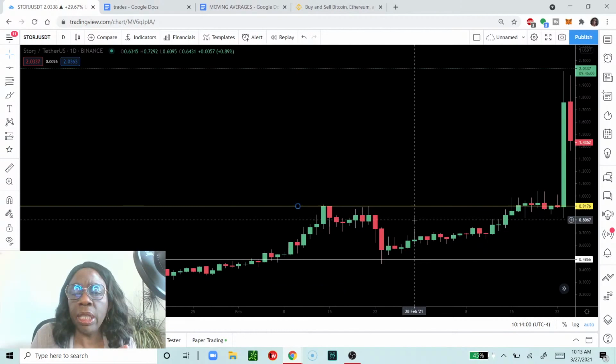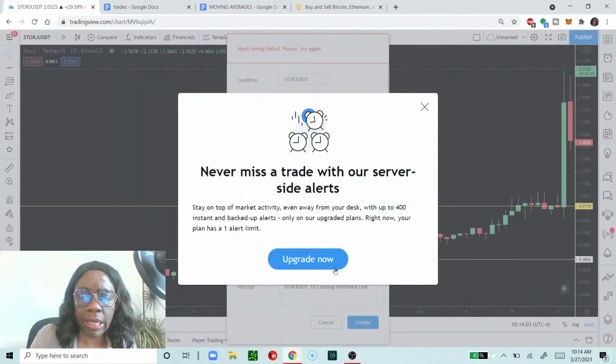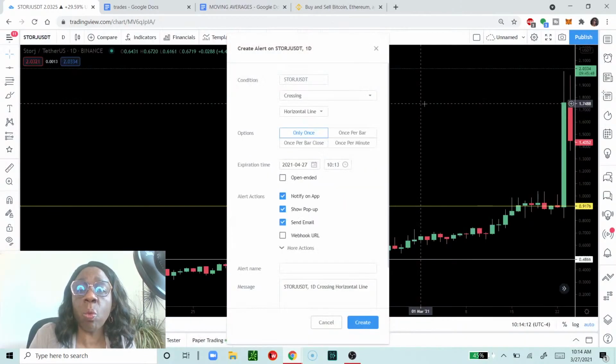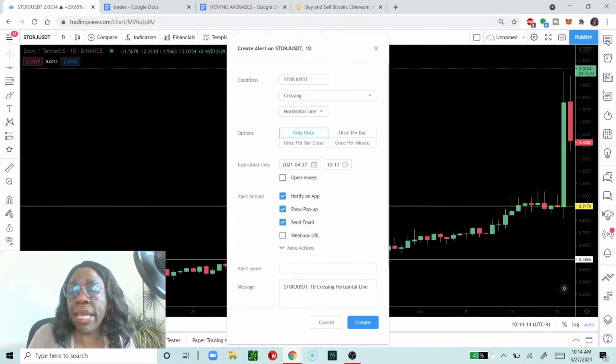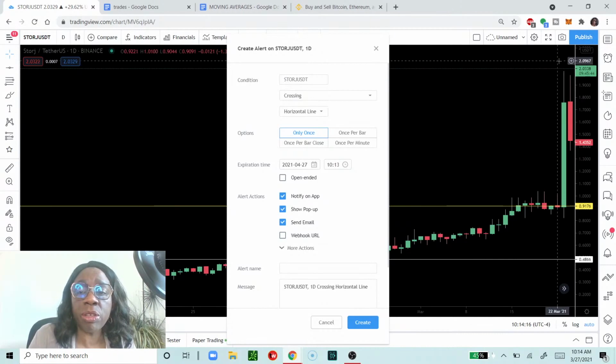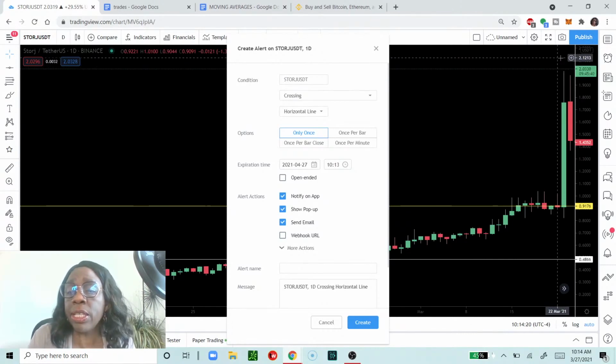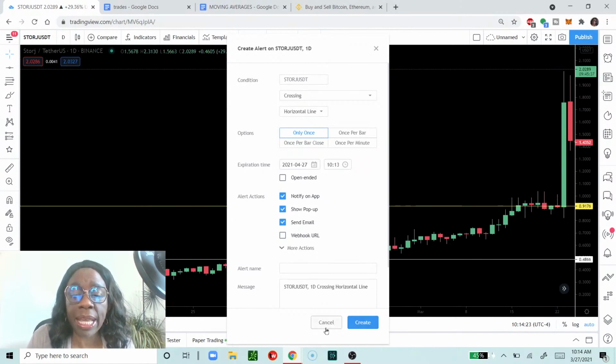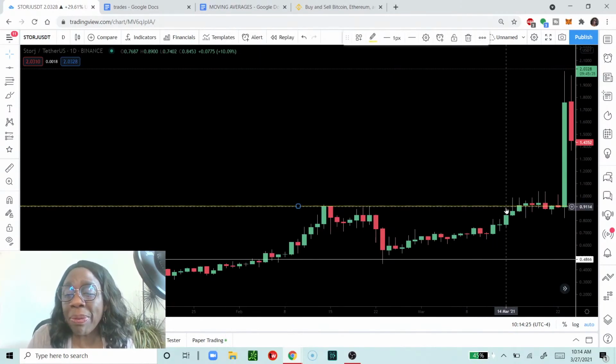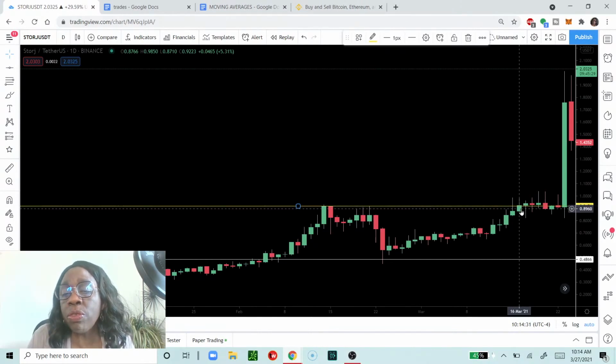Now, I have the basic TradingView. I don't pay a subscription, and so it only allows one alert. That means I already have an alert there. If it's something that you're interested in, upgrade your TradingView, and I believe you have up to 40 alerts you can set. So you would create that alert, and you know what would have happened? You would have gotten alerted when price action moved above.